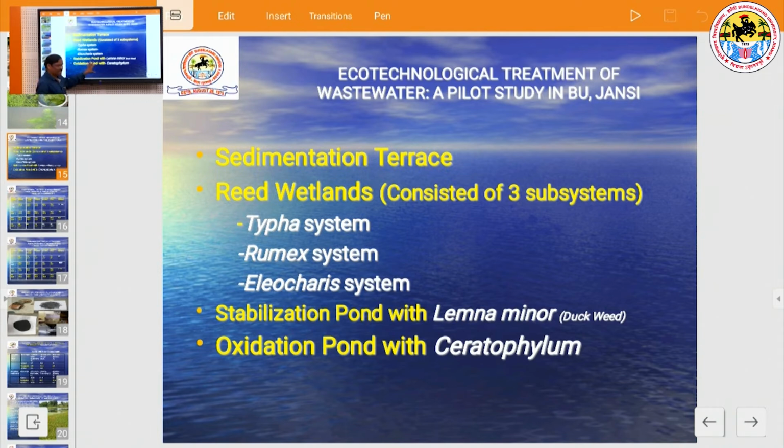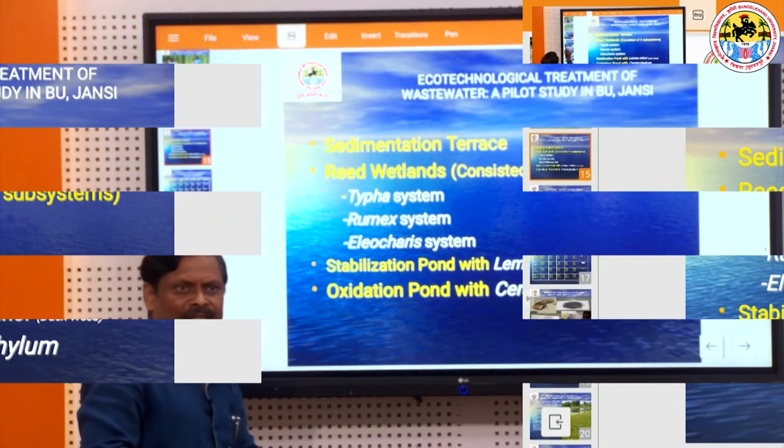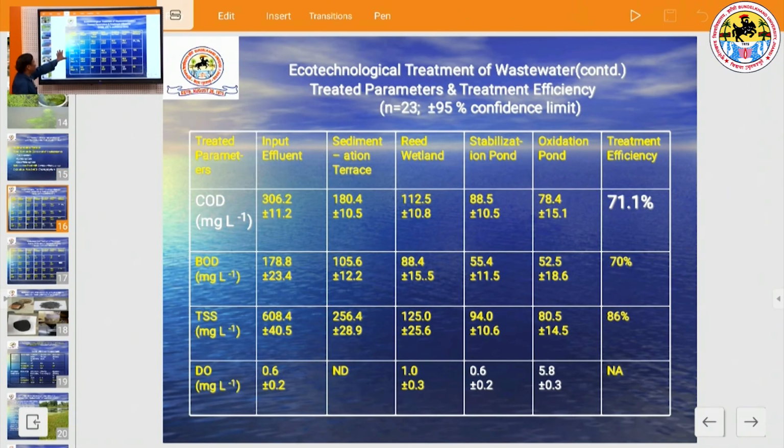have this type of species which are very much limited in some of the areas, but in Jhansi we are lucky that we have the Ceratophyllums which can be used for oxidation ponds to accelerate this type of wastewater treatment in our regions. Here this is the treatment efficiency in terms of COD of the wastewater.